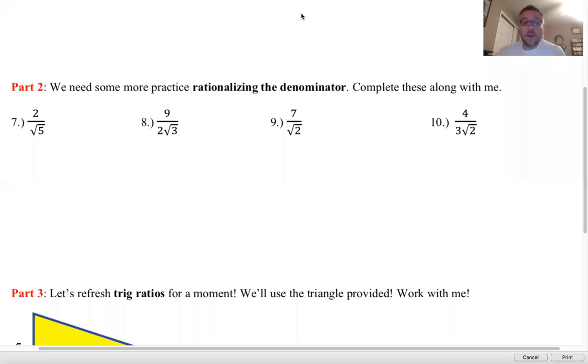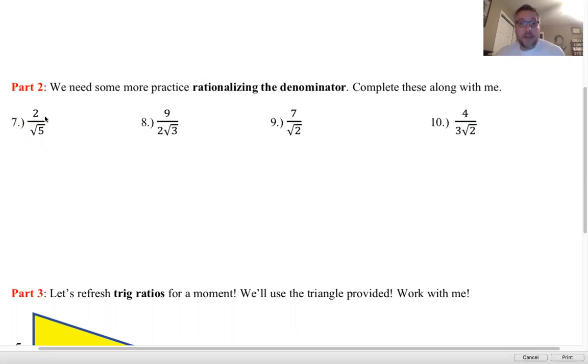In part 2, we're going to practice another skill that I think we need some brushing up on. This is called rationalizing the denominator. There's an old-fashioned rule in math that says if you leave a radical or a square root in the denominator, like so, it's not fully simplified. So I'm going to refresh your memory on how to do this.